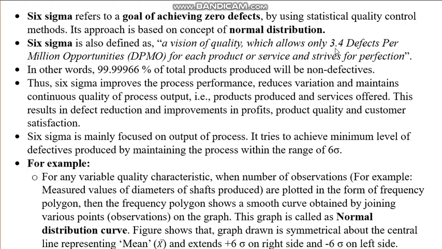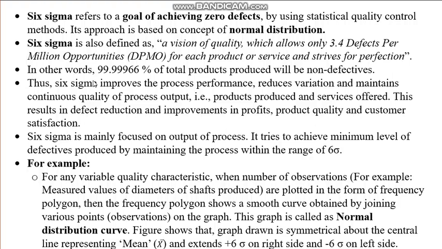So in striving for perfection and achieving this type of high quality, we are not talking about 3.4 in every 100 pieces, or 3.4 in every 1,000, or 3.4 in every 10,000. We are not even talking about 3.4 in every lakh. We are talking about 3.4 defective parts in every 10 lakh products that we produce. Such a kind of quality vision is Six Sigma.